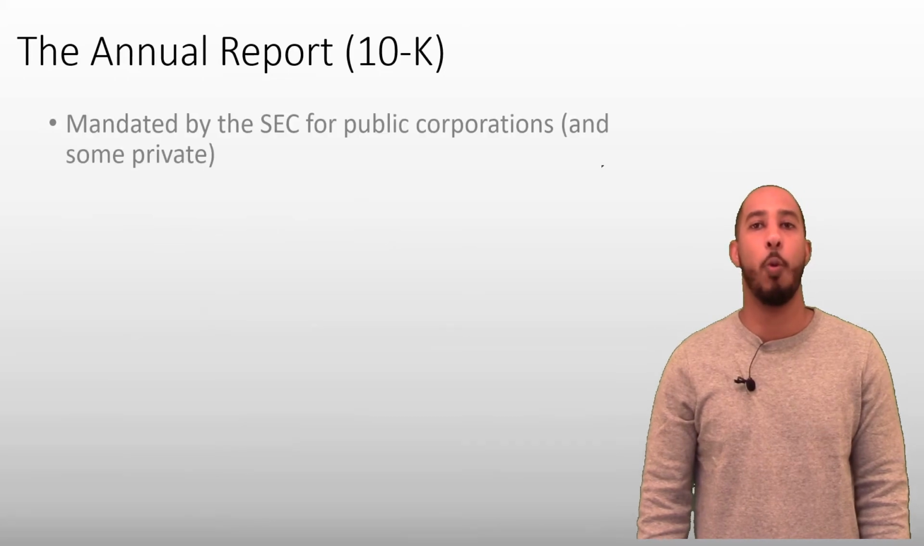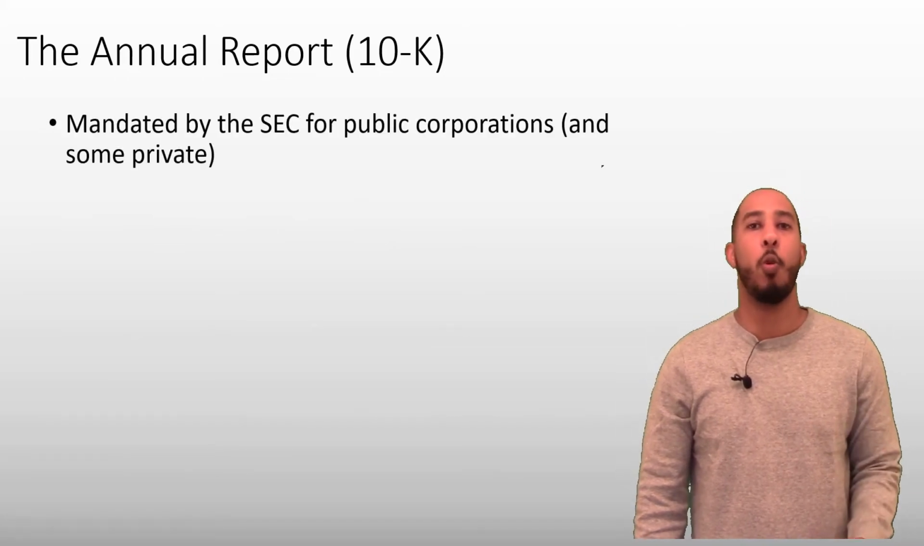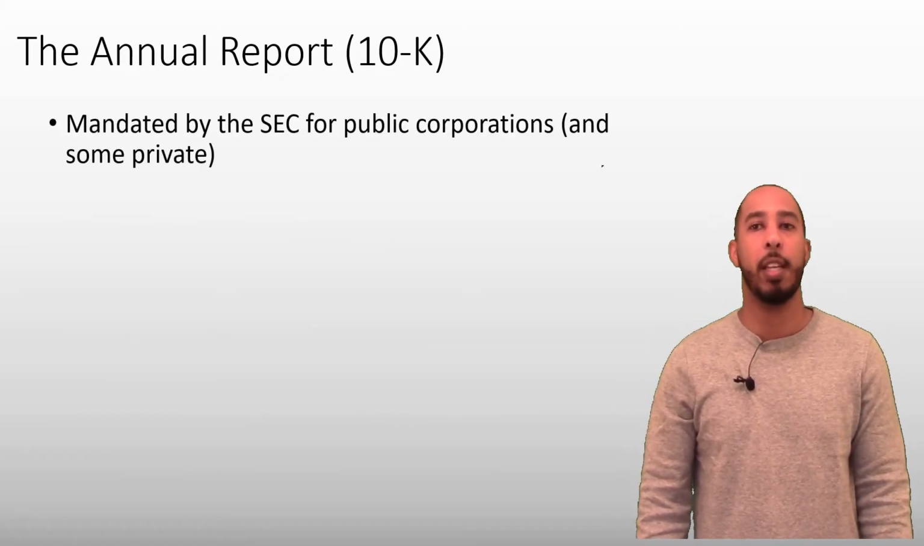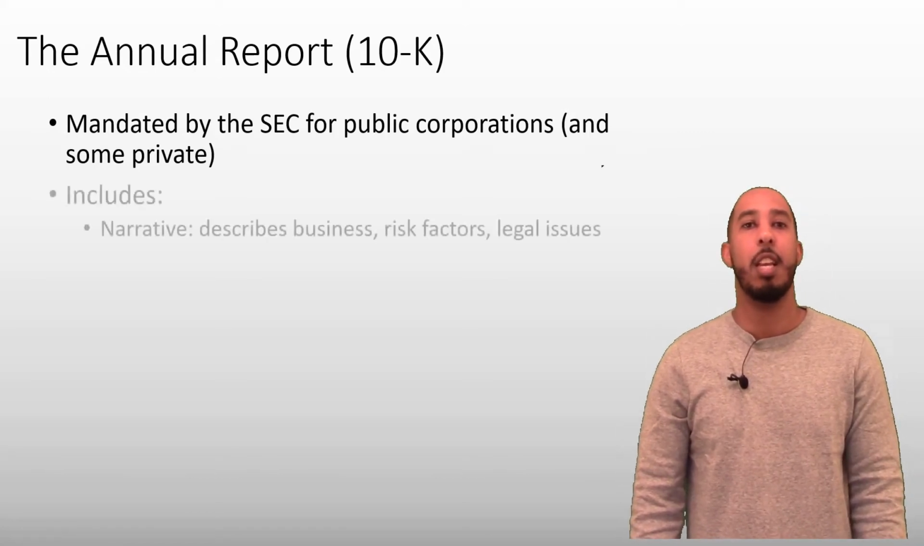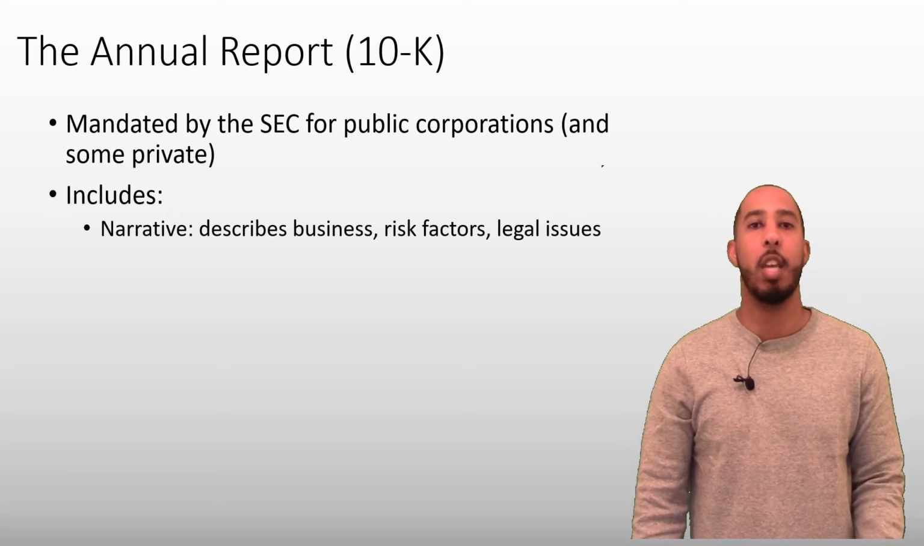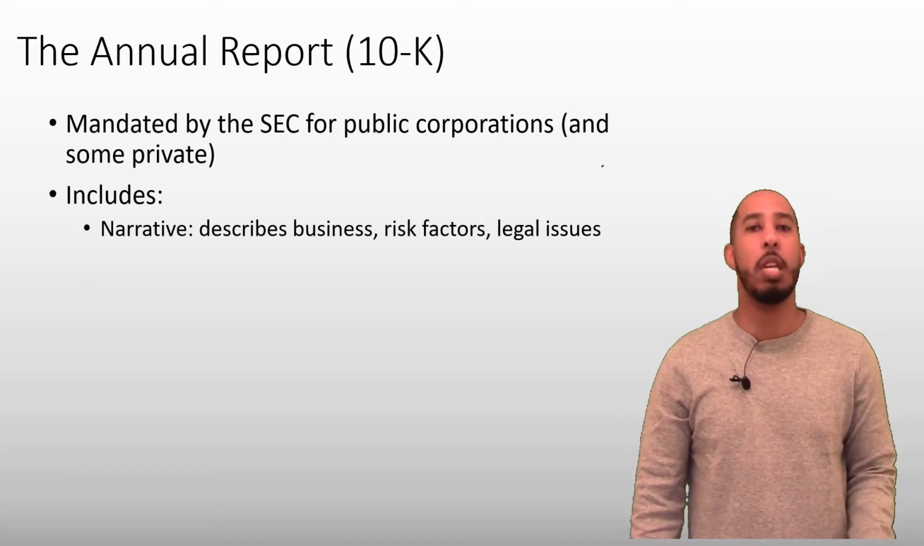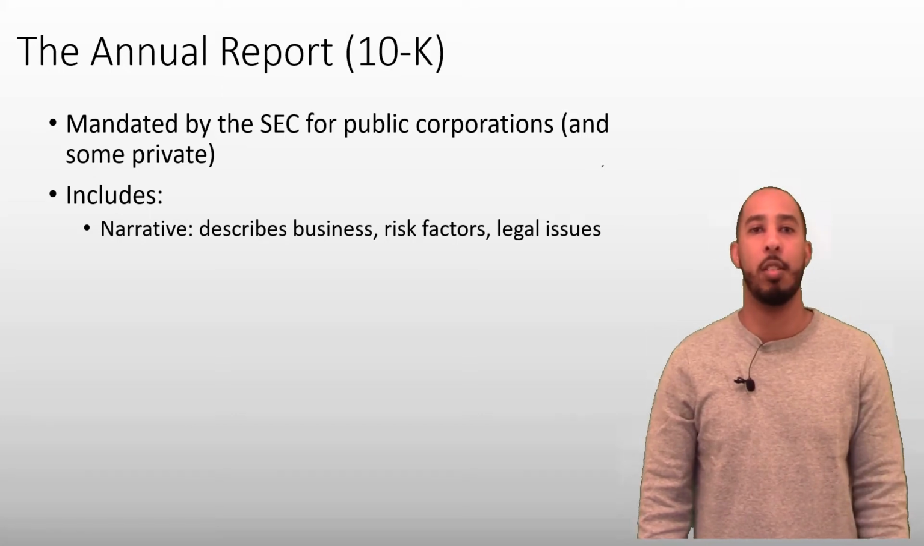The annual report, sometimes called the 10-K, is a document that the SEC requires corporations to file. This annual report discloses to shareholders and the public the ins and outs of the business. It's usually structured like this. It begins with a narrative in which the CEO describes what the business is, some of the risks they're exposed to, and unique events like legal or regulatory issues.